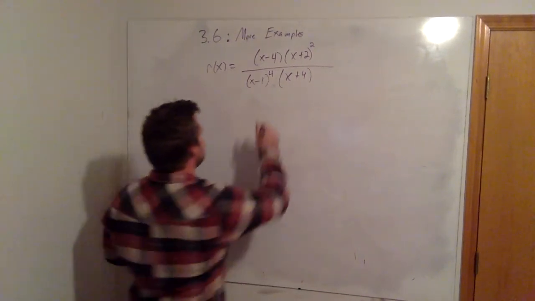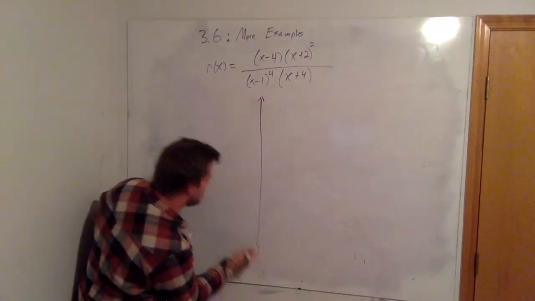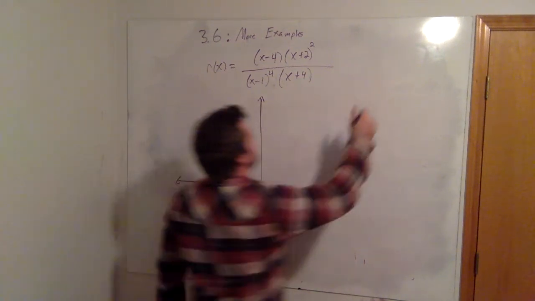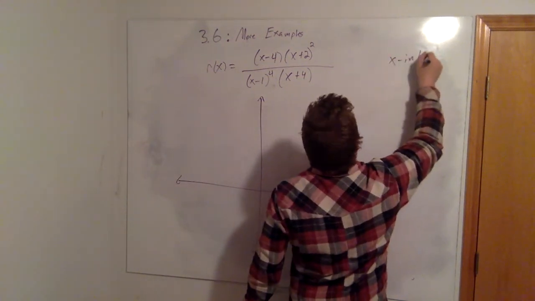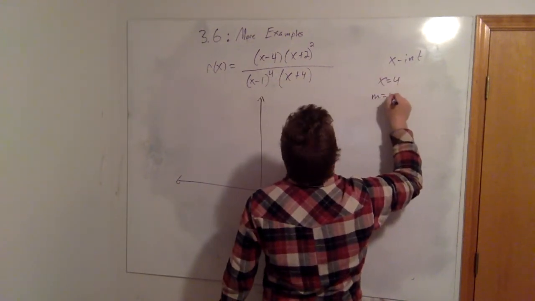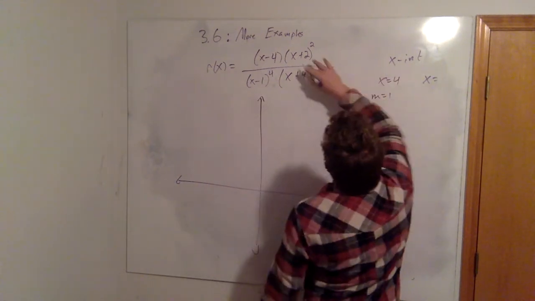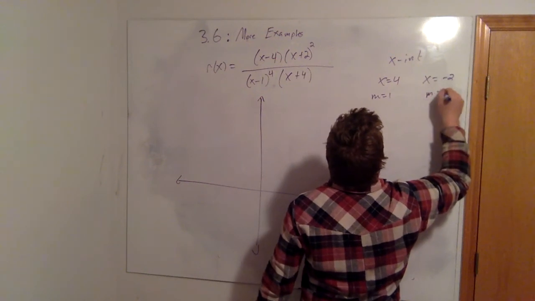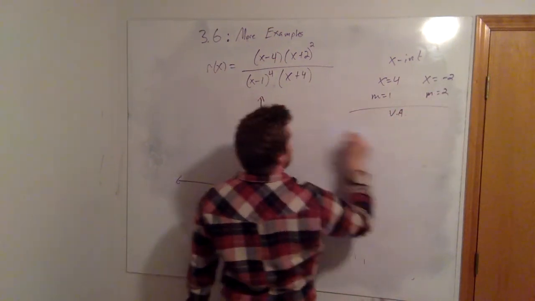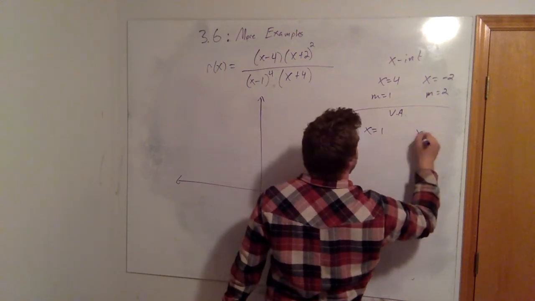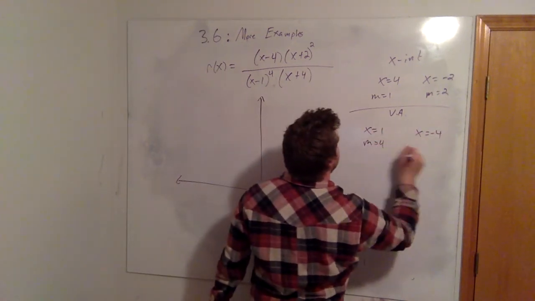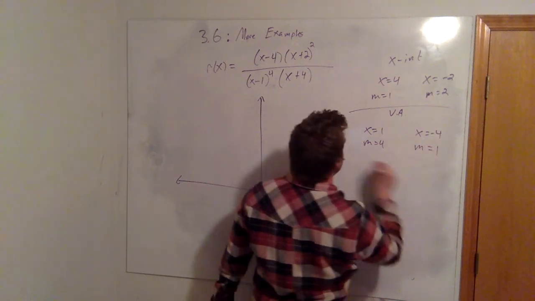Okay, let's do it. All right, let's look for the x-intercepts. I'll have one at x equals 4. It'll have a multiplicity of 1. I'll have one at x equals -2, and it has a multiplicity of 2. Let's look at our vertical asymptotes. Our vertical asymptote will be at x equals 1 and also at x equals -4. This one has a multiplicity of 4. This one has a multiplicity of 1.